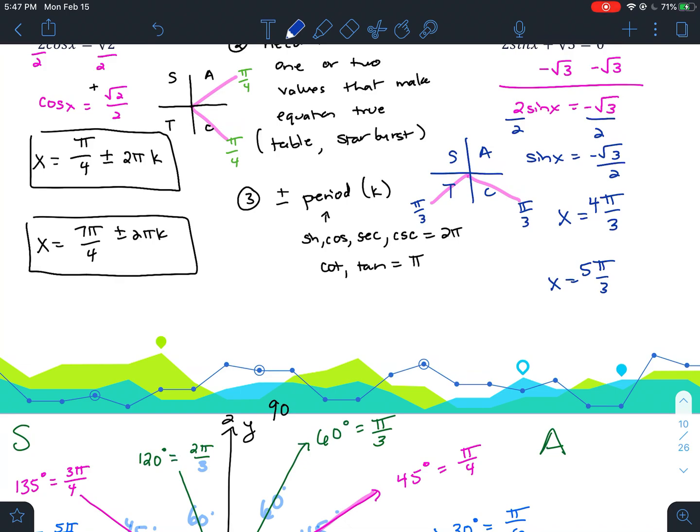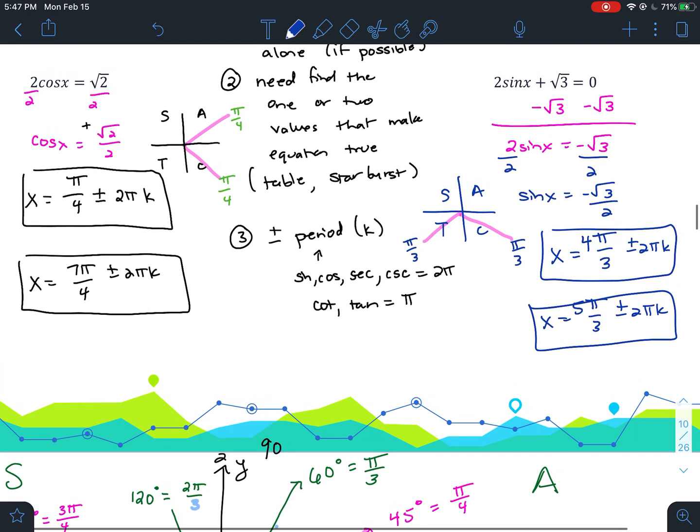And then you add or subtract the period times k. Well, it's sine, so the period is going to be 2 pi. So plus or minus 2 pi k and plus or minus 2 pi k. And so those would be my solutions to 2 sine x plus square root 3 equals 0.